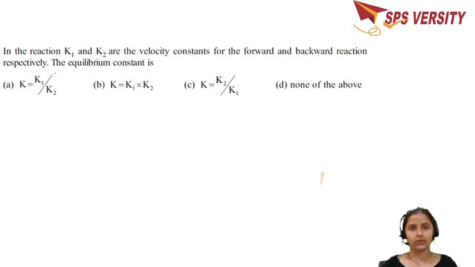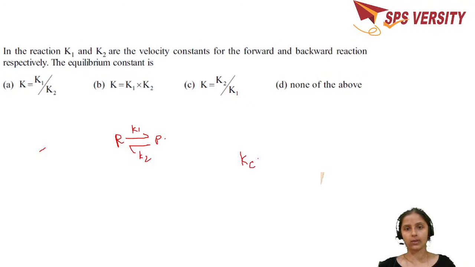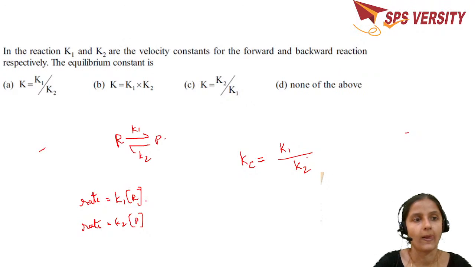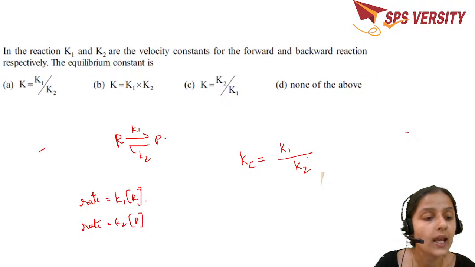In a reaction, K1 and K2 are the velocity constants for the forward and the backward reaction. The equilibrium constant is? So for a reaction, reactants give rise to product. This is the forward reaction K1 and this is the rate constant for the backward reaction. How do you write the rate for the forward reaction? Rate is equal to K1 into the concentration of the reactant. For the backward reaction, rate is equal to K2 into the concentration of the product. Then Kc becomes equal to rate of forward reaction divided by rate of backward reaction. That's nothing but Kc is equal to K1 divided by K2. So the correct answer would be option A.